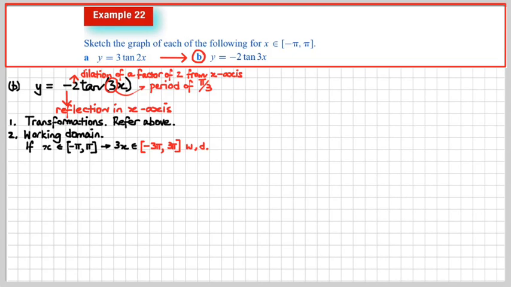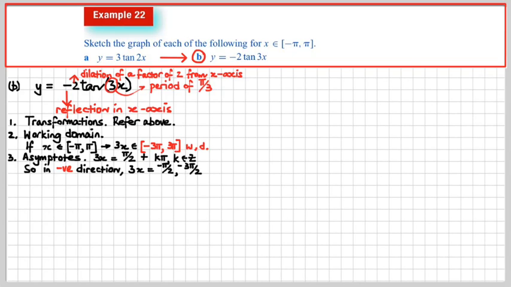Now, what did I do with that? Oh yeah, so if x goes from minus pi to pi, then 3x, which is what's in here, would have to go from there to there. And that's the working domain we have to use to capture all our x-intercepts, guys. Now, the asymptotes. This time we've got 3x. 3x goes from pi on 2, then forwards and backwards by any number of periods within our working domain.